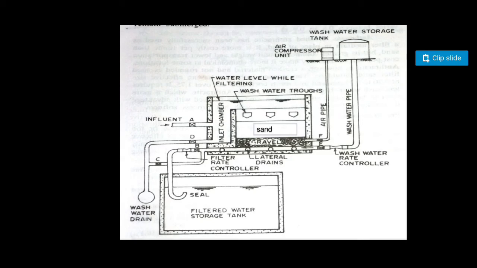So valve D allows the water which is used to clean, which will also have the impurities that are clogging the system, to be taken off from the system to the wash water drain. That is the use of valve D. There is also a valve C. Where is this valve C connected?